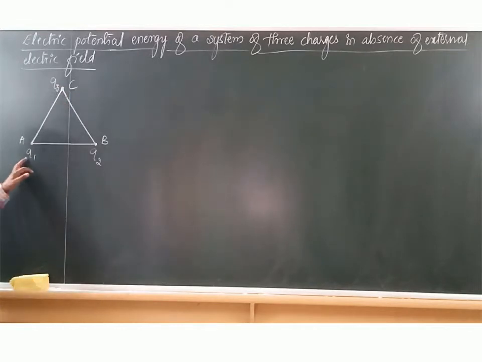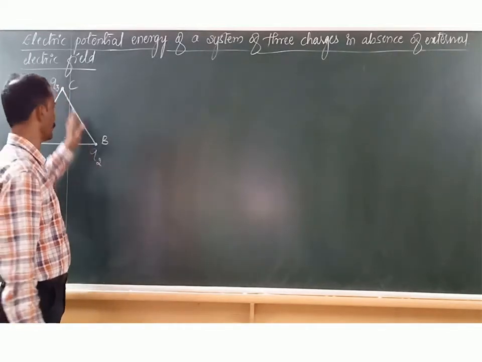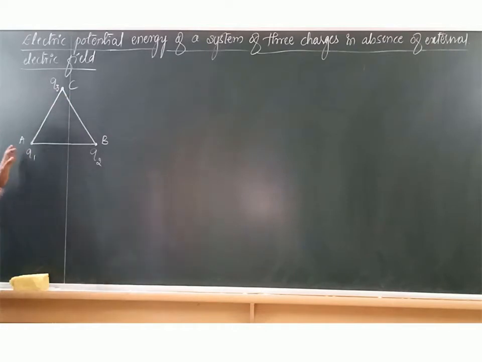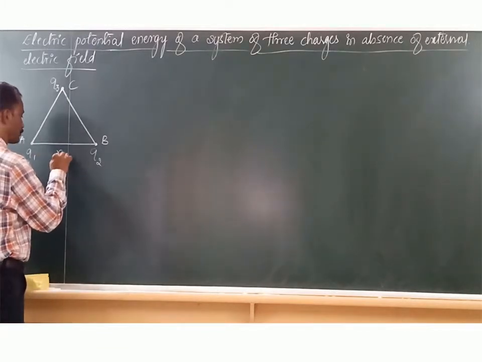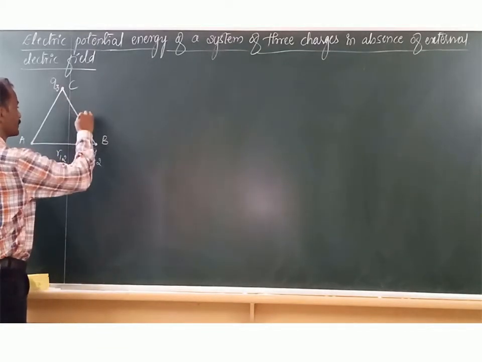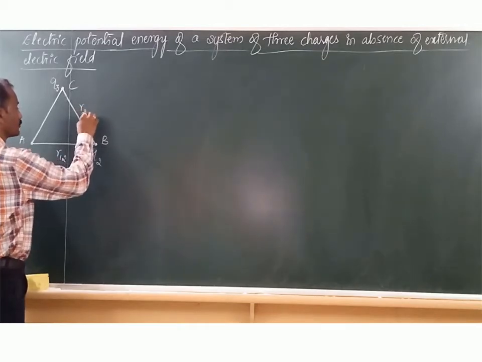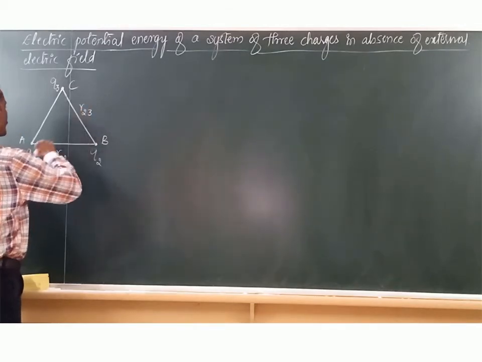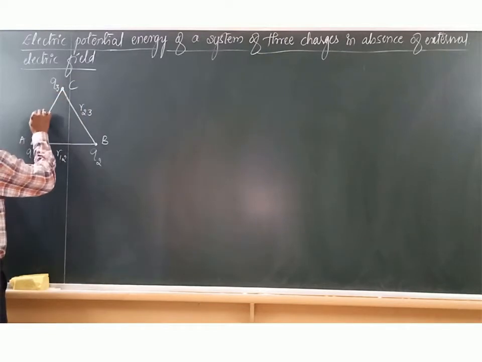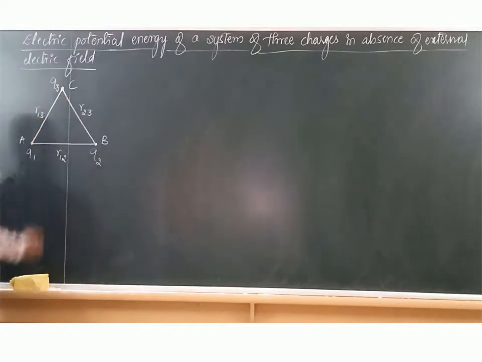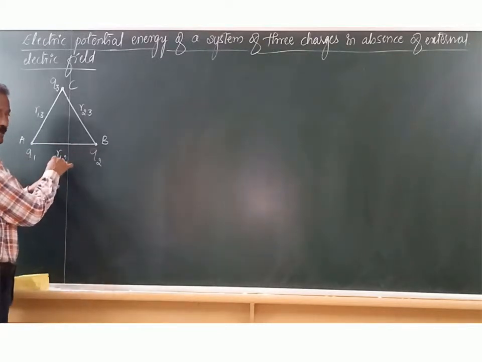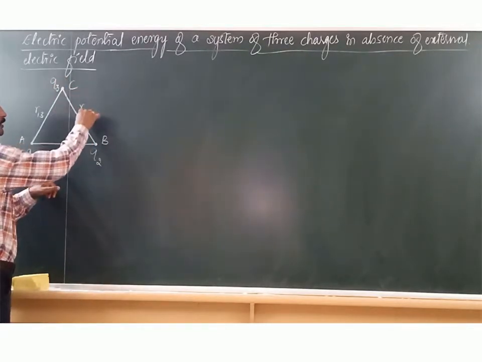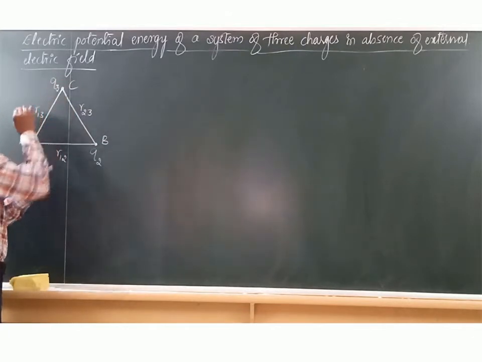Consider three point charges Q1, Q2 and Q3 placed at A, B and C. Let AB equal R12, BC equal R23 and AC equal R13. The distance between A and B is R12, between B and C is R23 and between A and C is R13.